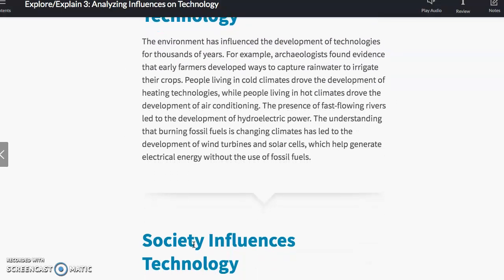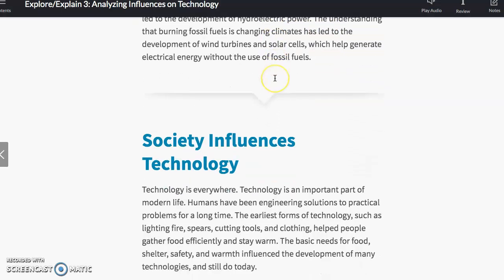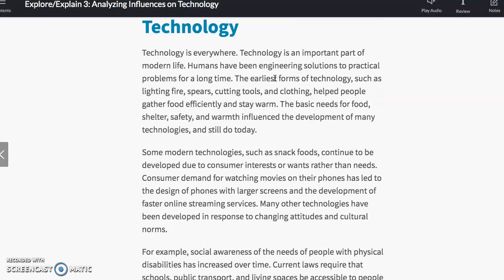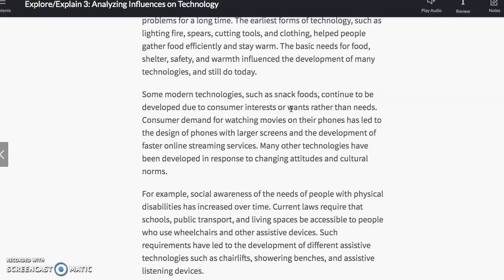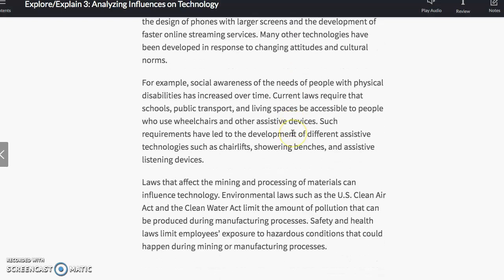Environmental influences of technology. They're talking about how farmers use technology to capture rainwater, to help with their crops, to keep their crops alive in cold and hot climates. Society, people want certain things, and so technology can come up with something really interesting and cool that people want. There's a lot of these, like the U.S. Clean Air and Clean Water. There's technology concerns just to make sure that we're not hurting the environment.